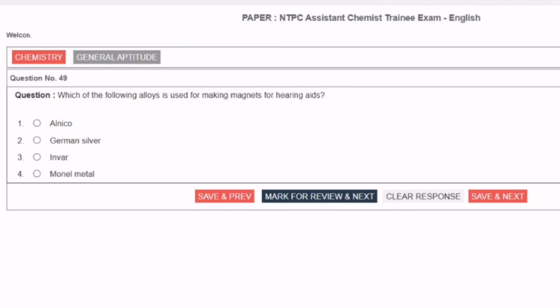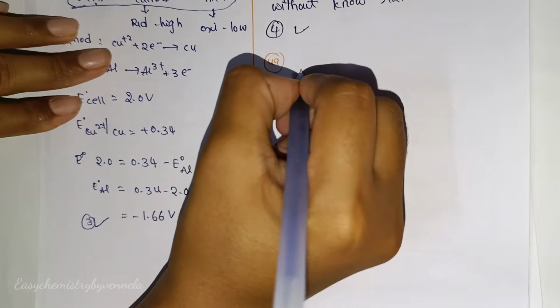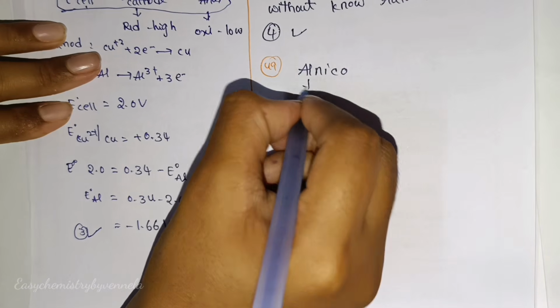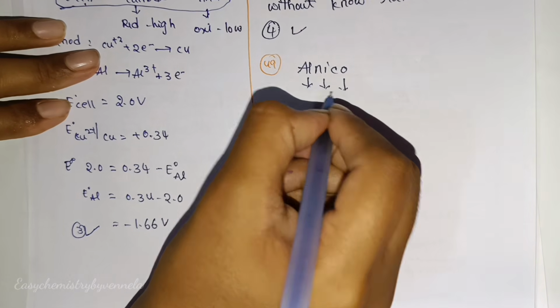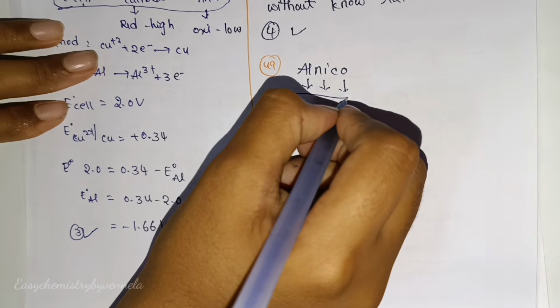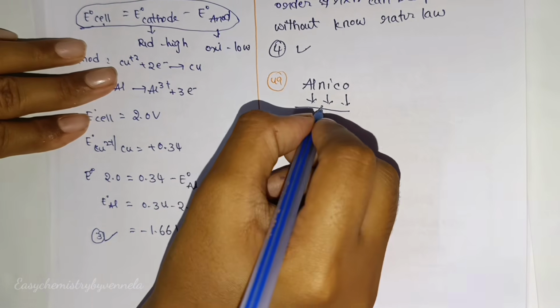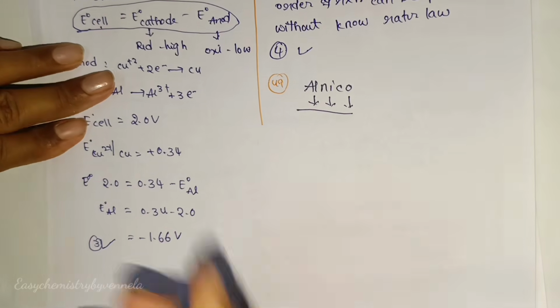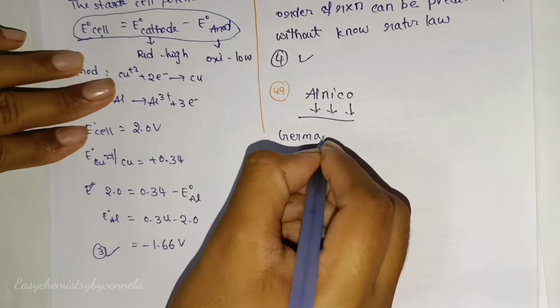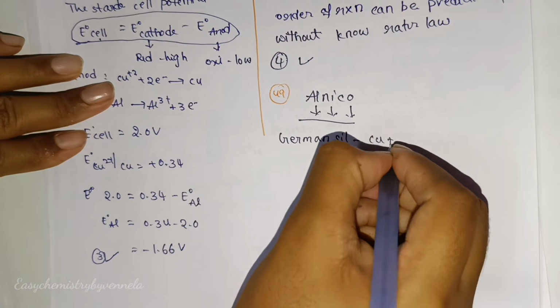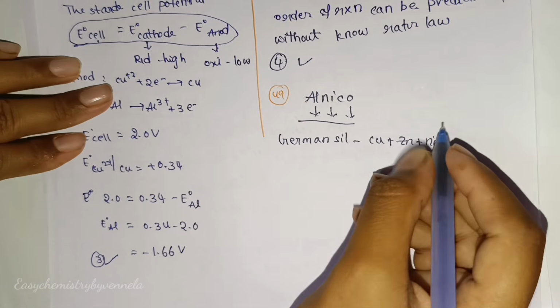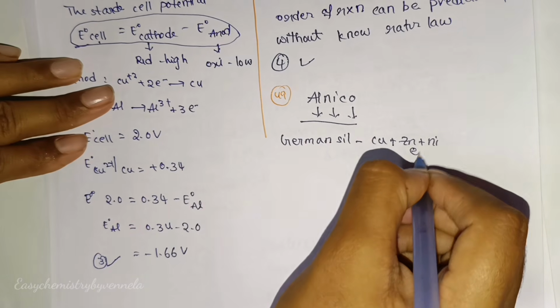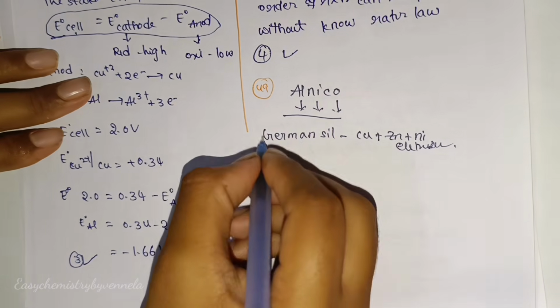Next question. Which of the following alloys is used for making magnets for hearing aids? Which alloy is used? Alnico. Alnico, that is aluminum, nickel and cobalt. This has strong permanent magnetic properties. So it is used for making small permanent magnets, including magnets for hearing aid devices. But German silver is composed of copper, zinc and nickel. It is used for decorative items, utensils and electrical devices.